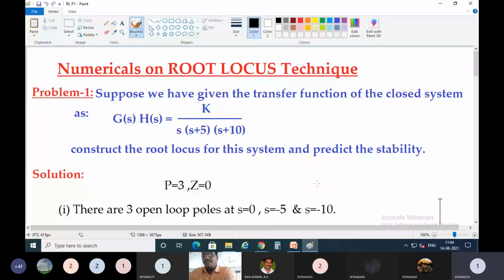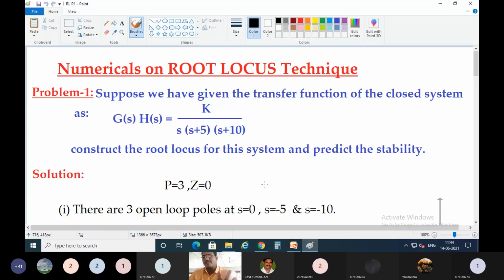So on the numerator there is no root. That means open loop zeros is equal to 0, so there are no zeros. Only poles are available. How many poles are available? 3. What are those? S is equal to 0, S equal to -5 and S equal to -10, sir. Yes, there are 3 open loop poles, and there are no zeros.